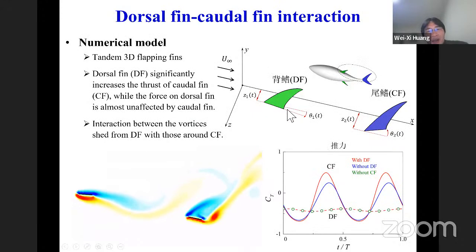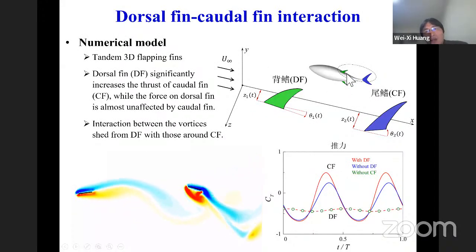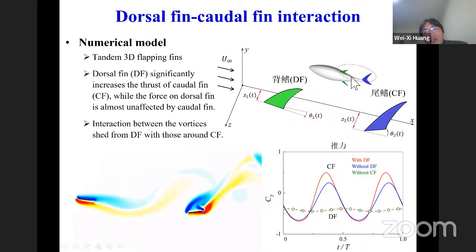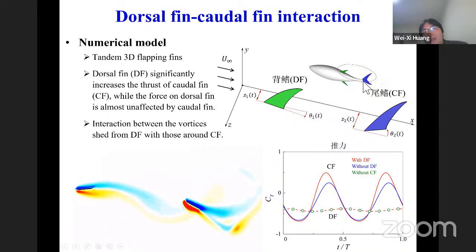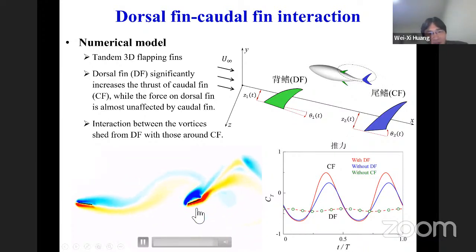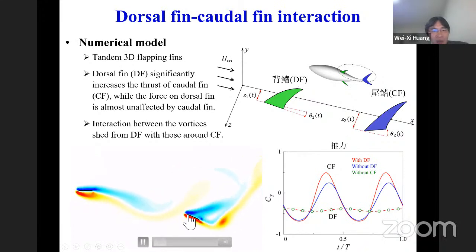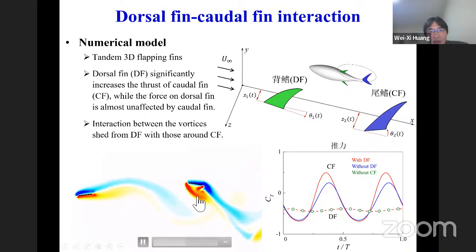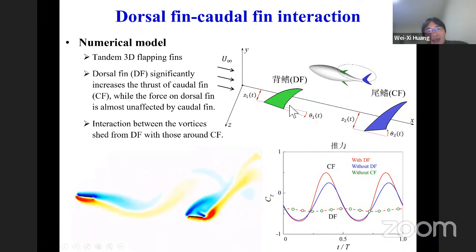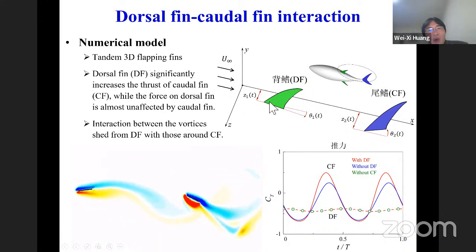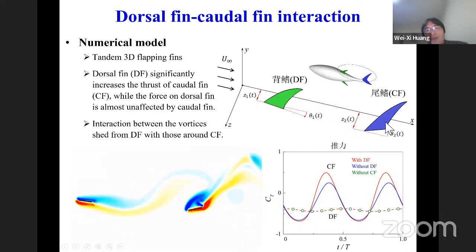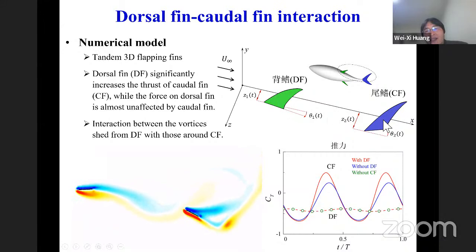So first we look at the dorsal fin. We'd like to see how it interacts with the caudal fin, because the vortex shedding from the dorsal fin will encounter the caudal fin directly. Here we only consider a simplified model, tandem 3D flapping fins like this.